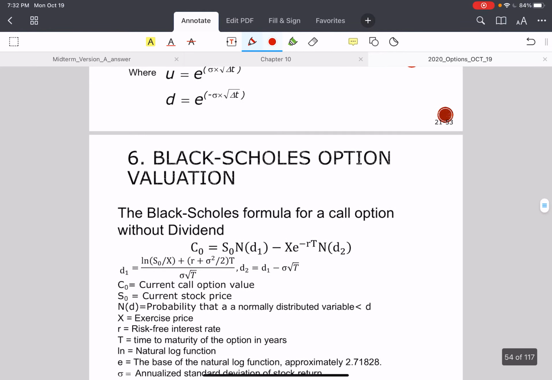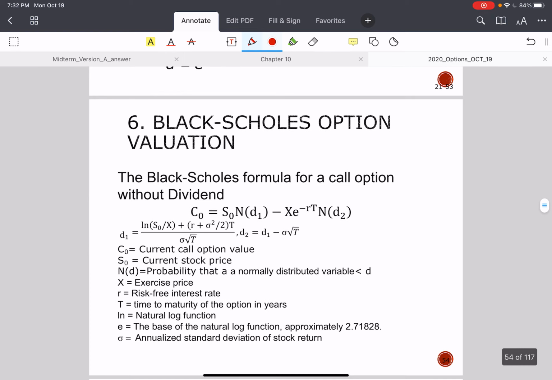Now let's talk about the second valuation method, which is likely the most widely used valuation method: the Black-Scholes model. If you have taken corporate finance 2, it's possible you have learned the Black-Scholes model, because in that class, sometimes if I have time, I would talk about the Black-Scholes model.